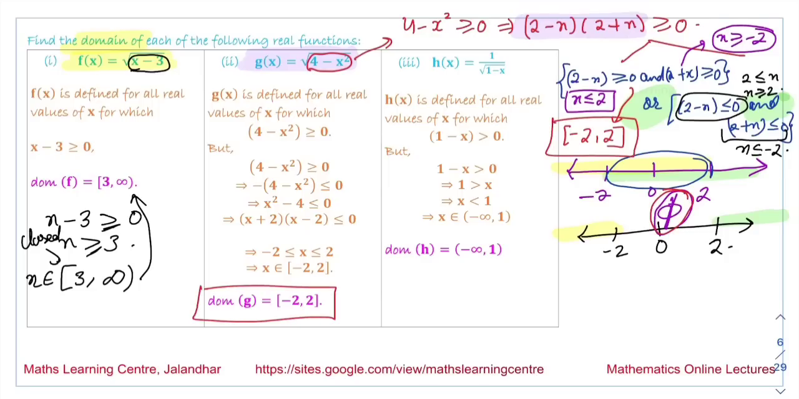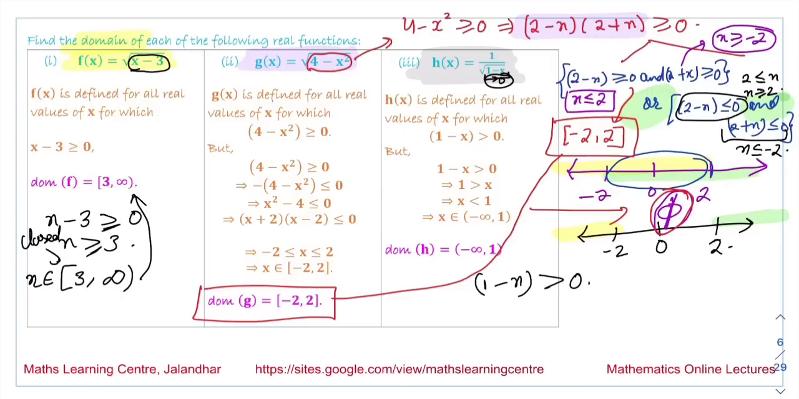So the domain of this function we will obtain is equal to minus 2 to 2. Next we have this function h(x) is equal to 1 over square root of 1 minus x. So this function will be defined. We have two conditions over here. One is that this denominator should not be equal to 0, and this interior portion should be greater than 0. So what we get is that 1 minus x should be greater than 0.